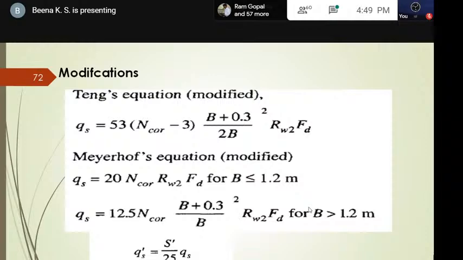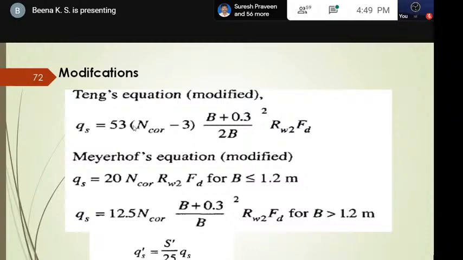So the empirical model, these relations are still being modified and research is still going on in this direction. The experimental results indicate that the equations presented by Teng and Meyerhof are too conservative. Then Bowles modified Teng's equation in 1996 and proposed an approximate increase of 50% over that of Meyerhof, which can also be applied to Teng's equation. So the modified Teng's and Meyerhof's equations are given like this.